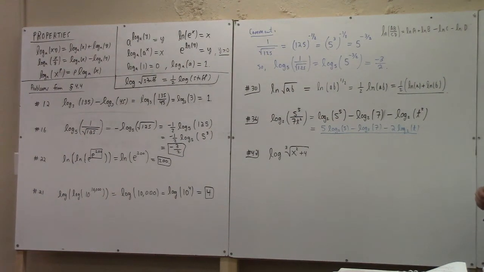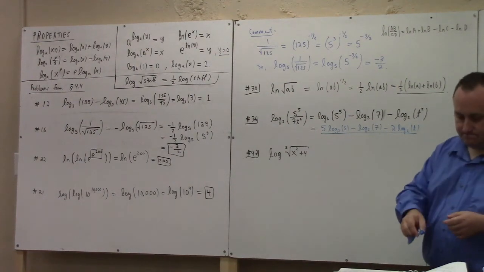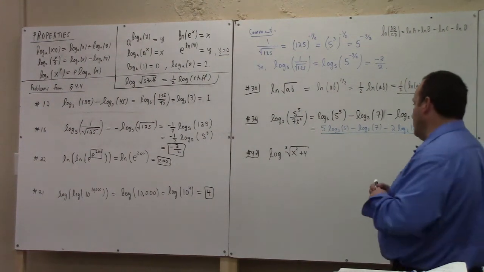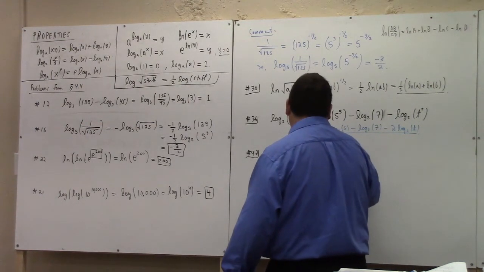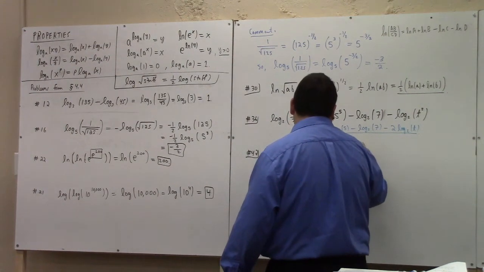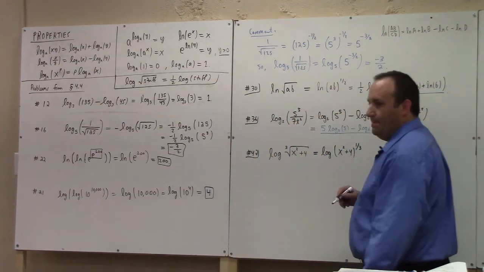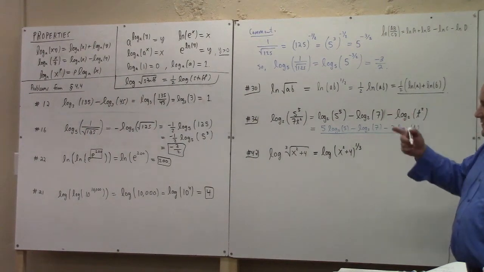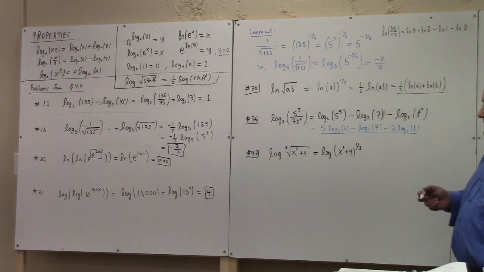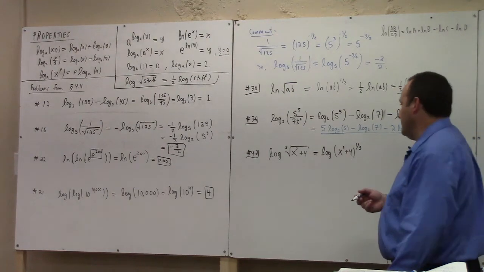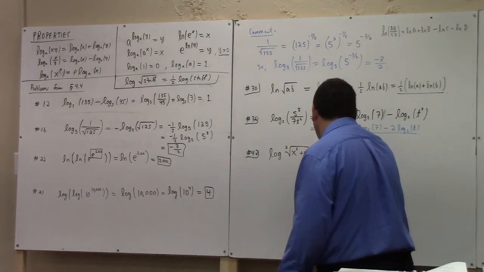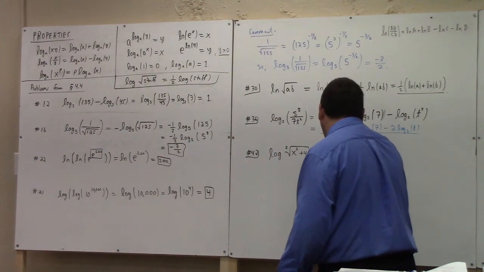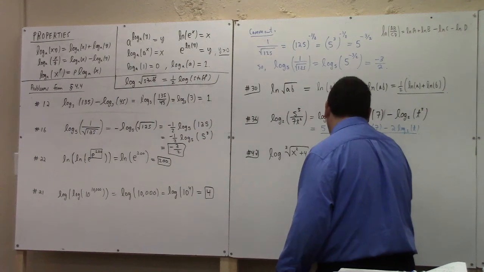How about number 42? What can we do there? The cube root, remember, another notation for that is what? Log of x squared plus 4 to the 1/3 power, right? So by the power property, the log of x to the p is p log x. And here that's 1/3 log of x squared plus 4, right? Yeah, 1/3 log of x squared plus 4.